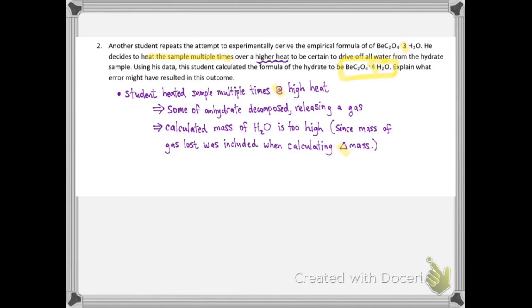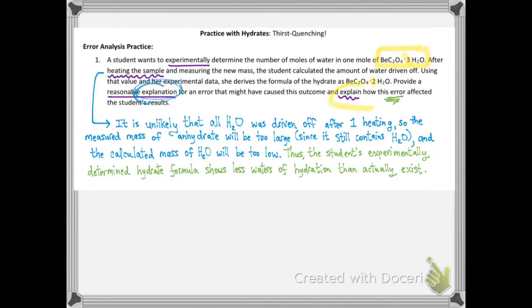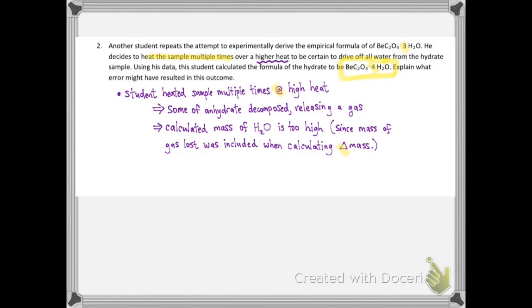Now, you might be thinking, okay, don't I need my summary thing? Like, thus the student's experimentally determined hydrate formula shows more waters of hydration. I claim no. Here's why. The previous problem asked us to explain how the error affected the student's results. And results, of course, were the formula, the waters of hydration. This prompt just said, explain what error might have caused this outcome. It was a little less specific, so my answer can be less specific. And that's important to note because you don't want to waste time writing more than you have to.